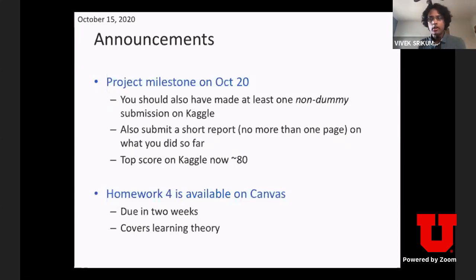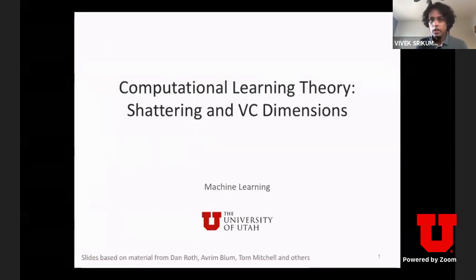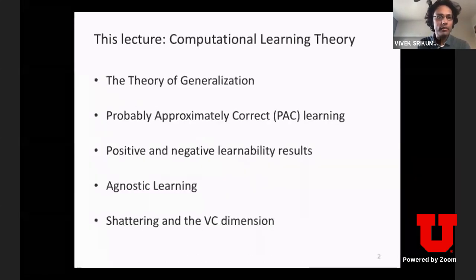If not, we're going to pick up where we left off in the last class. We are still talking about computational learning theory. As I mentioned, we're going to talk about this notion of shattering and VC dimension. Just to step back and see where we are, we're talking about computational learning theory, which is the theory of generalization.